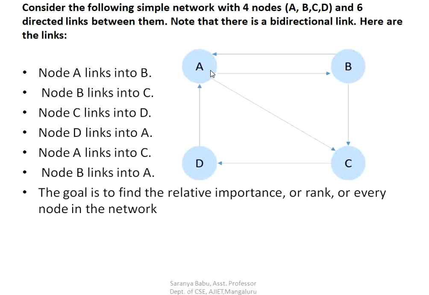Understood. There are 2 outbound links from node A. Which are the 2 outbound links from node A? One is A to B and one is A to C. Now then again, when there is an outbound link from node A to B and C, both B and C are going to receive half of node A's influence. Why? Because there are 2 outbound links, right? From node A to B is there, from node A to C is also there. So B and C are going to receive only half of node A's influence.